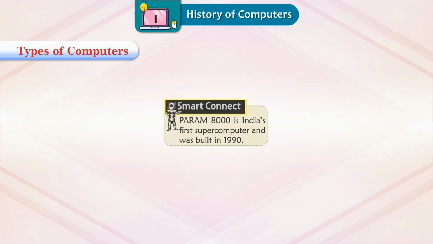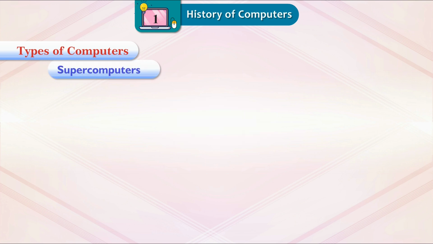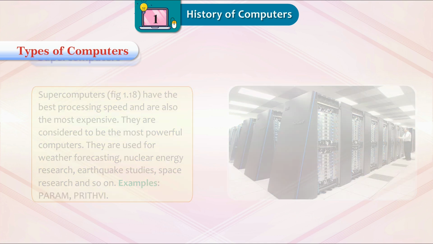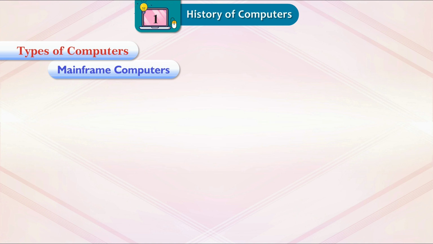Smart Connect. Param 8000 is India's first supercomputer and was built in 1990. Supercomputers. Supercomputers, refer to figure 1.18, have the best processing speed and are also the most expensive. They are considered to be the most powerful computers. They are used for weather forecasting, nuclear energy research, earthquake studies, space research and so on. Examples: Param, Prithvi.